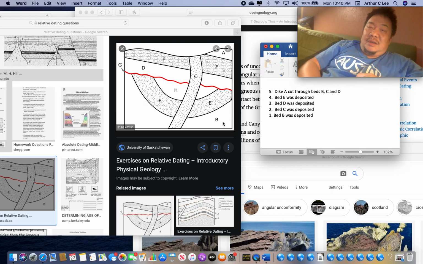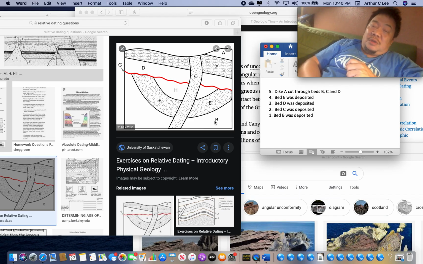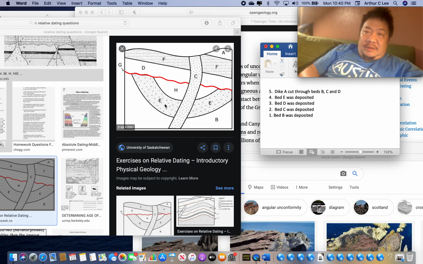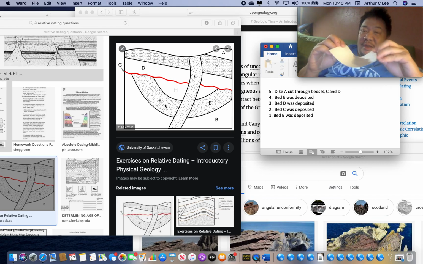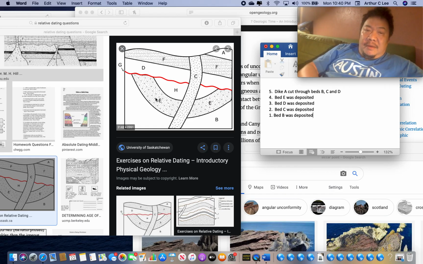Now let's evaluate this. What are we looking at here in this cross section? Side view here. Well, bed B is the oldest because it's on the bottom, right? Then E, then H. Principle of what? Principle of superposition tells us that. But these beds are folded. These beds were originally horizontal and then folded, right? Bed D is younger than H, E, and B because it's on top, but it's on top of the unconformity, so it's also younger than the unconformity. Then bed F is younger than D, and bed A is the youngest here, right?